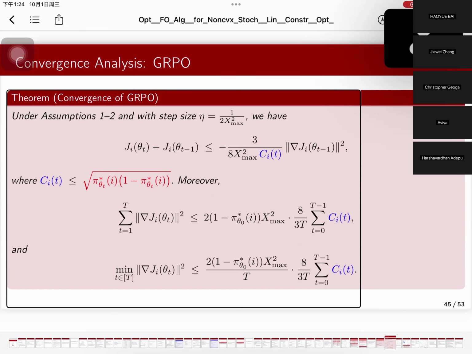Actually, we have this one-step decrease, this key inequality, and the iteration complexity. We can see that if the variance, I mean the variance π_θ* times (1 − π_θ*), is small, then the one-step decrease will be large. So also we have this iteration complexity result. We can see if during the iterations the variance is low, then GRPO can converge much faster than the fixed step size.